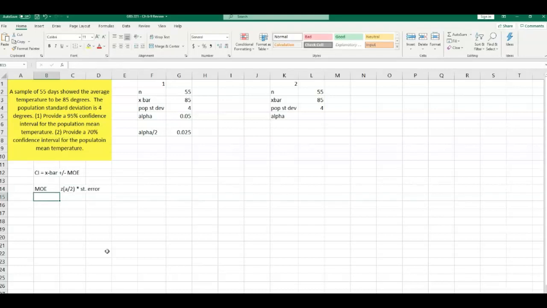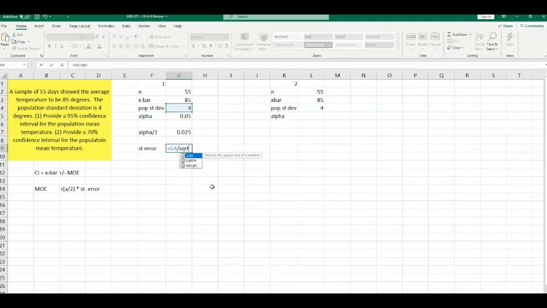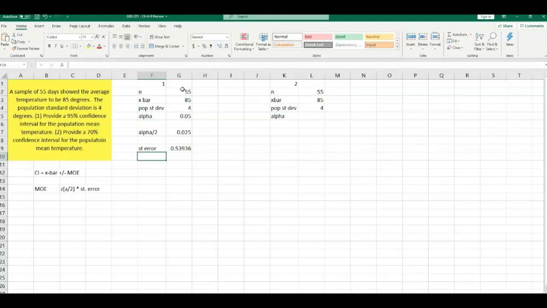So there's a couple different pieces that we need to find here, right? We need to find our z-score of alpha divided by 2, and we need to find our standard error. Let's first work on our standard error. We said earlier that your standard error was your population standard deviation divided by the square root of n. So, population standard deviation divided by the square root of our n, and we see that our standard error is going to be this 0.539.